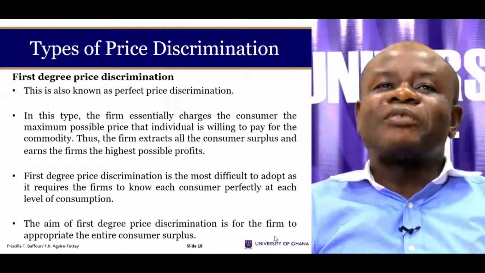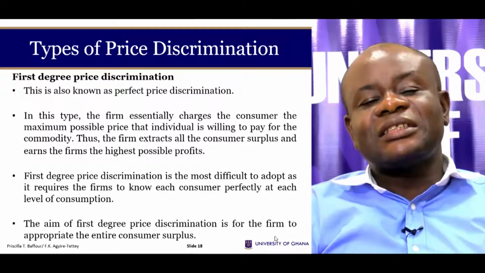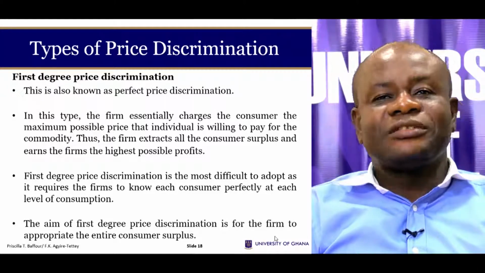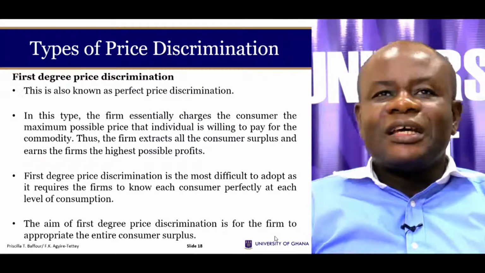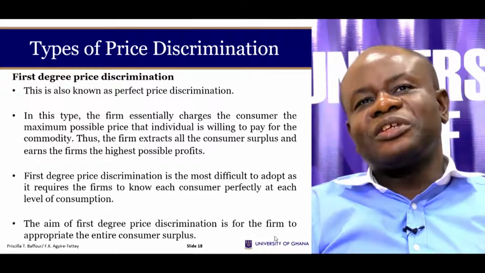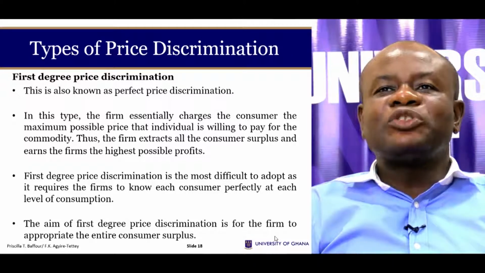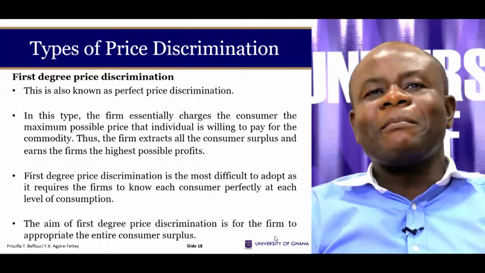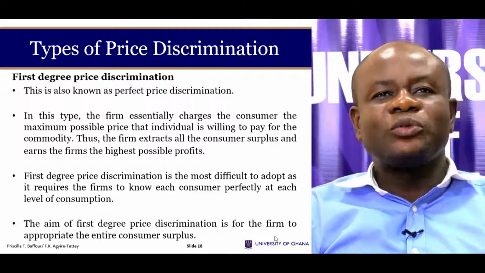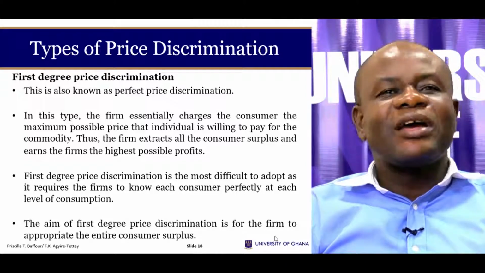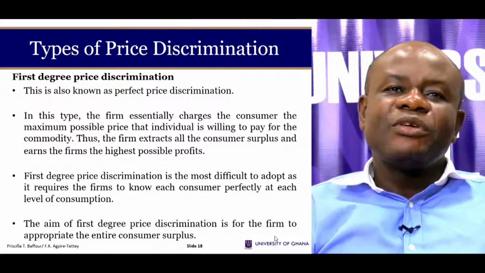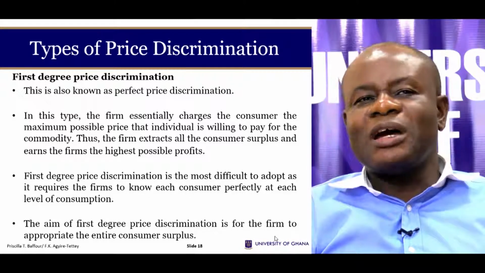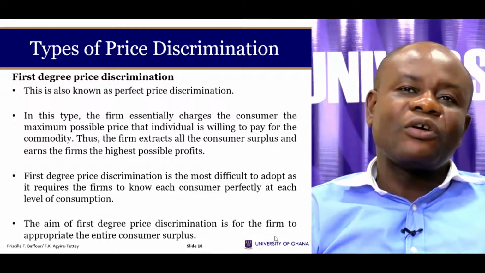There are 3 types of price discriminating firm. The first is the first degree price discrimination, and this is also known as a perfect price discrimination. It is a type of price discrimination in which the consumer is made to pay the maximum possible price that he is willing to purchase the commodity at. In other words, the consumer is made to pay the reservation price, which is the highest price that the consumer is willing to pay for the commodity.